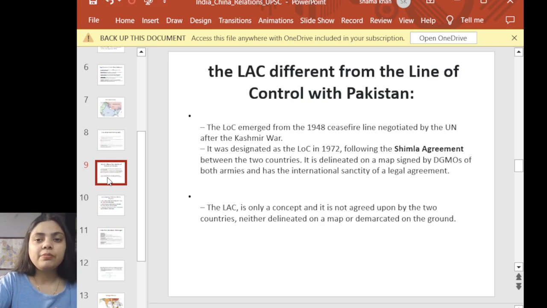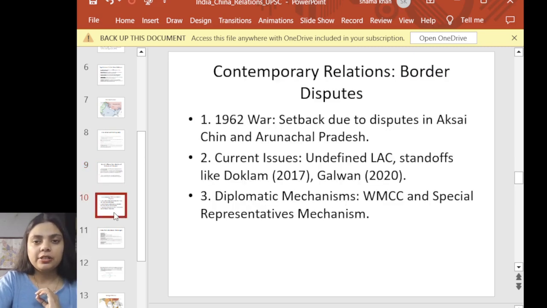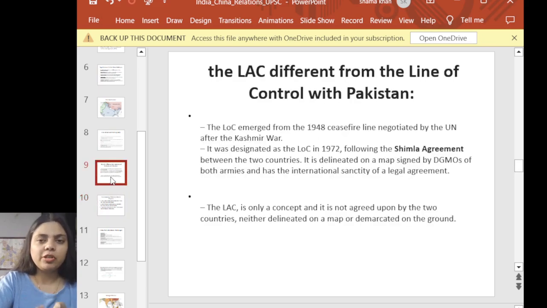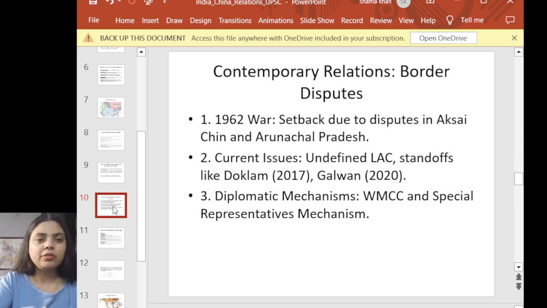If I talk about the LAC, it is only a concept. It is not agreed upon by both countries, because the length claimed by India is different from that claimed by China. So neither the LOC nor the LAC has been demarcated on the map or on the ground. That was just an overview for your information, so you can remember the difference between LOC and LAC.